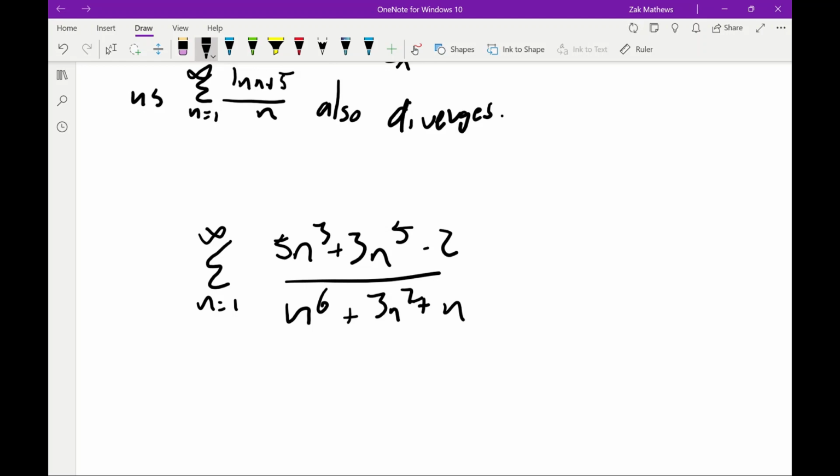If we have those trig functions, sine and cosine, well, they're always bound between -1 and 1. That's a great candidate for the direct comparison test. So again, we can use the two interchangeably in a lot of cases. One or the other might be easier.